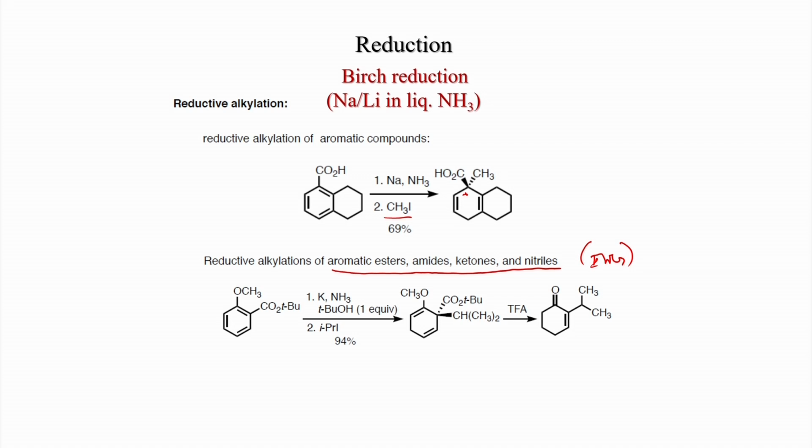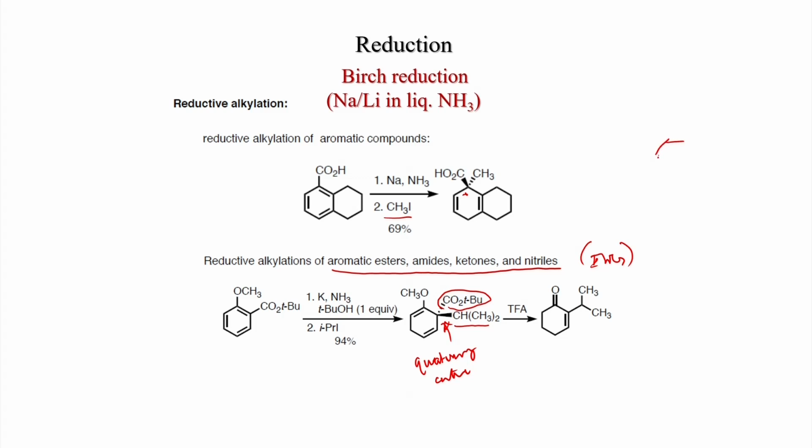Like this system, there is an ester and a methoxy. Here the control will come from the ester group, and if you treat this compound with potassium, liquid ammonia and tertiary butanol, one equivalent, which is the protic source, and after that treat with 2-iodopropane, you get this isopropyl group here. This is the CO2 tertiary butyl. So, at the same center you get the isopropyl, and you generate a quaternary center here. Now, after treatment with trifluoroacetic acid, you get the alpha beta unsaturated enone.